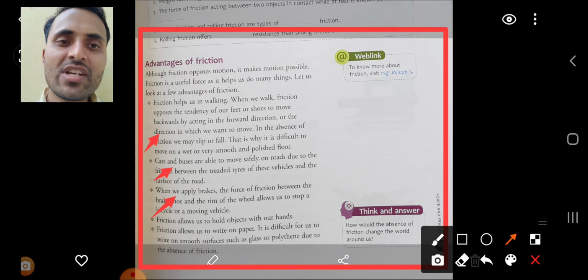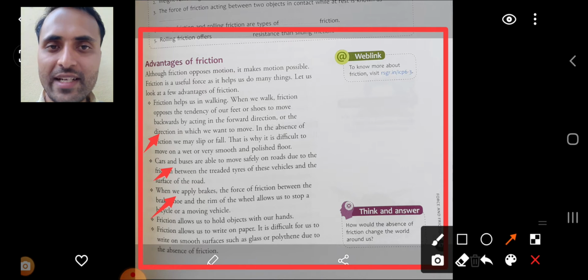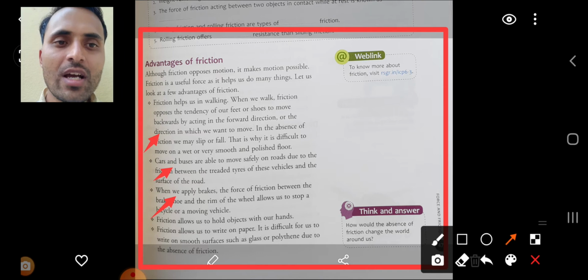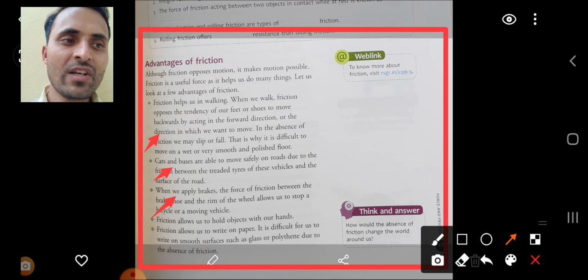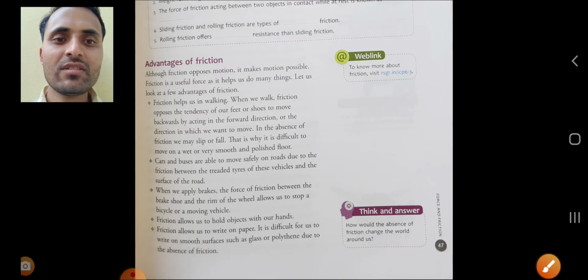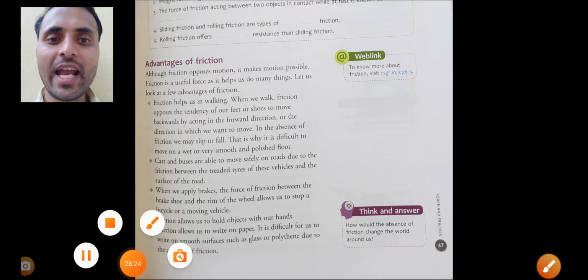Then friction allows us to hold objects with our hands. And last, friction allows us to write on paper. It is difficult to write on a smooth surface such as glass or polythene due to the absence of friction. So friction is very important for our life activities.